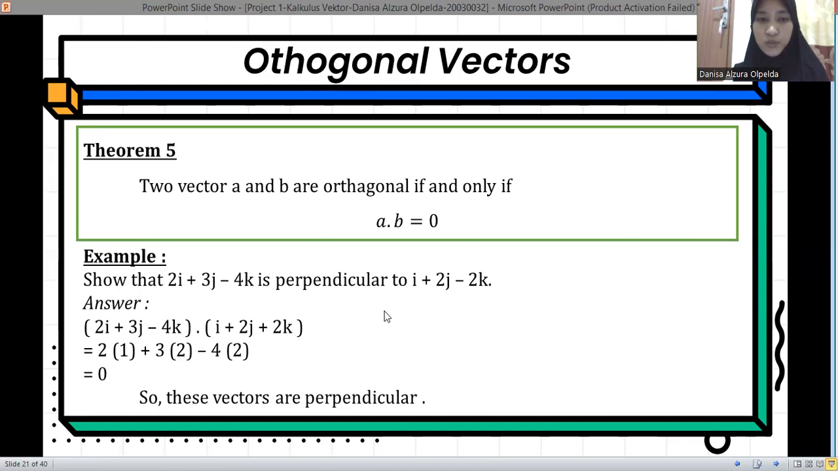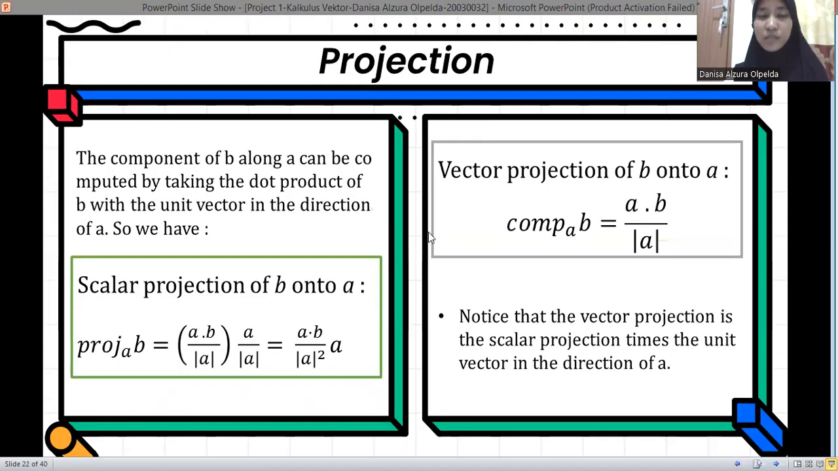We need to prove that two vectors are orthogonal, so we have to show that the dot product of the vectors is 0. (2i + 3j - 4k) dot (i + 2j + 2k) is equal to 2 times 1 plus 3 times 2 minus 4 times 2. We get the result 0. So we can see that these vectors are perpendicular.